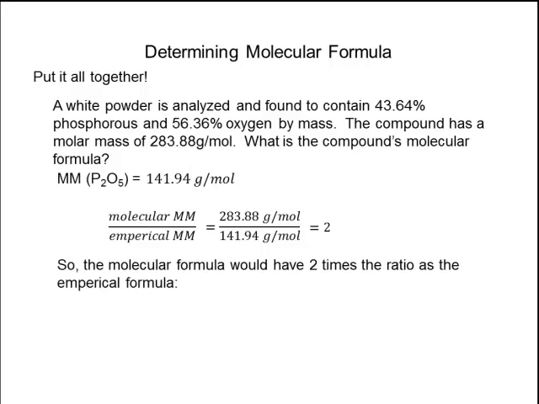What does that 2 tell me? Well, it tells me that the molecular formula would have 2 times the ratio as the empirical formula. So P2O5 times 2 would be P4O10. So my molecular formula would be P4O10. Now I want to check that. I'm going to calculate the molar mass of P4O10, and it turns out I get 283.88 grams per mole.